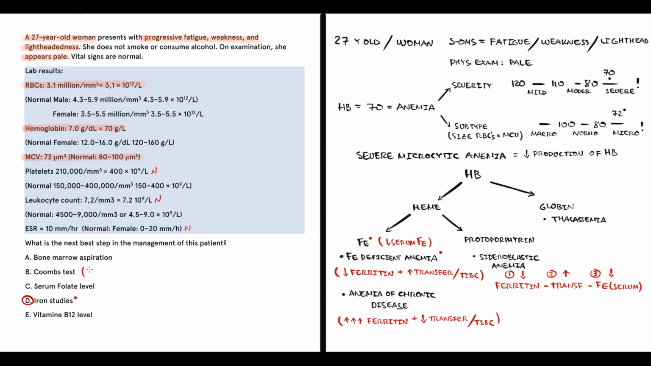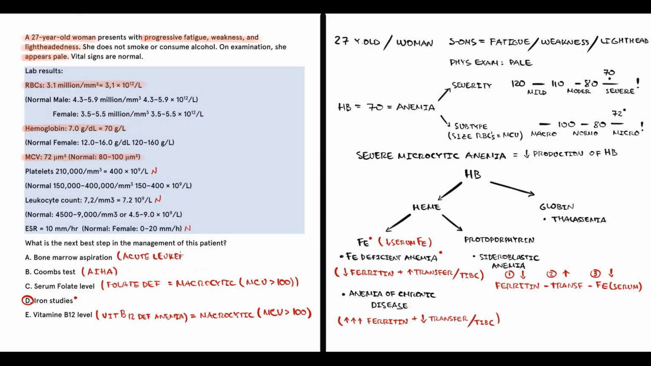Coombs test will be the correct option in case of autoimmune hemolytic anemia. Vitamin B12 level is the correct option in case of macrocytic anemia, as well as folate. Both vitamin B12 and folate deficiency anemia are macrocytic. In this case, MCV is 72, so we can exclude them both even based on complete blood count. And bone marrow aspiration will be the correct choice in case of acute leukemia, for example, where we have to find more than 20% of blood cells.